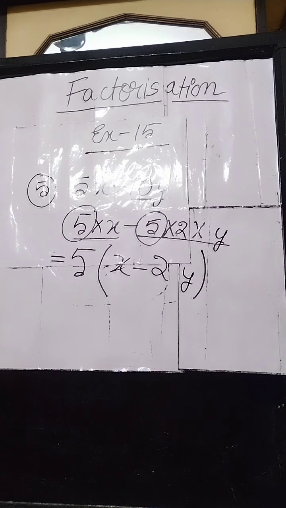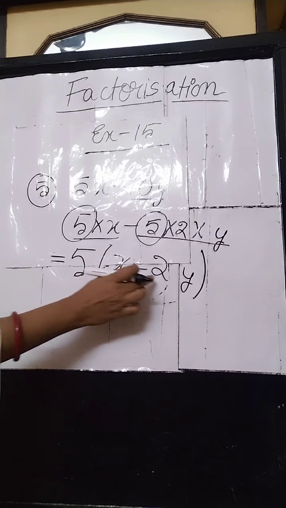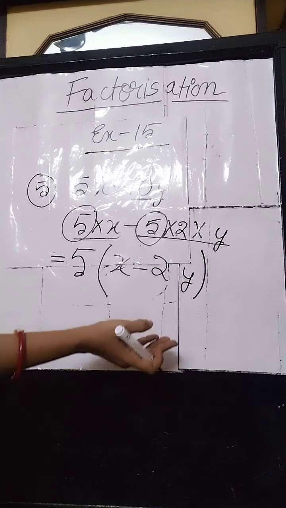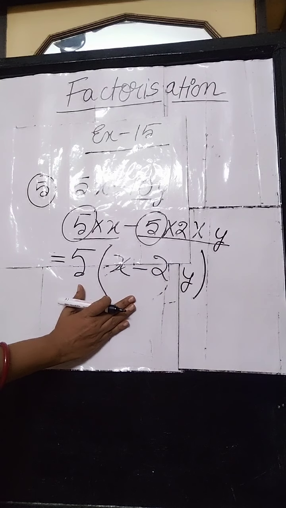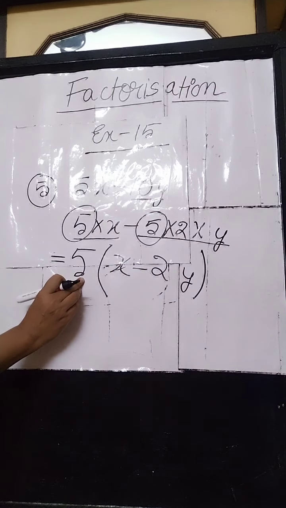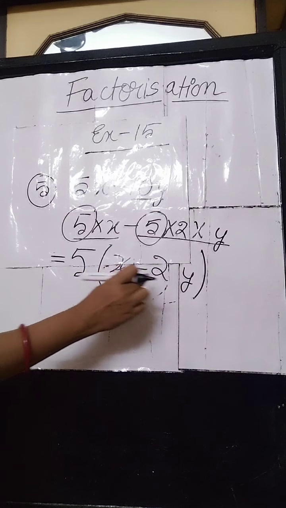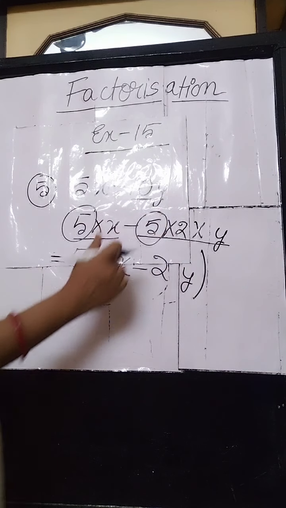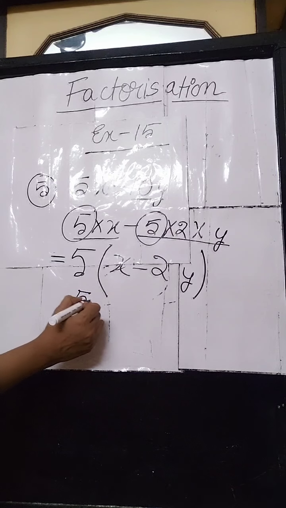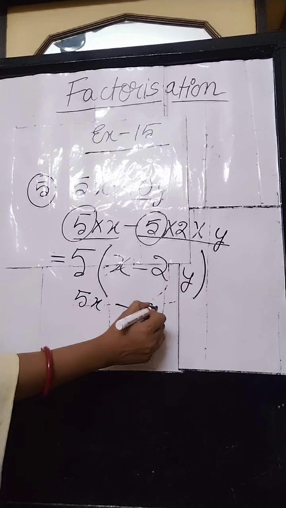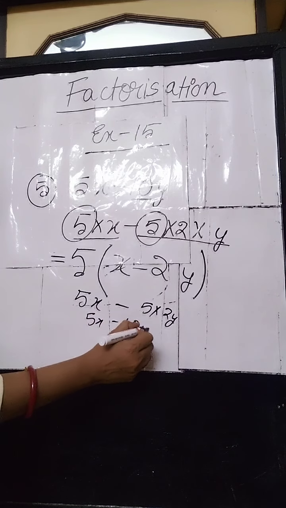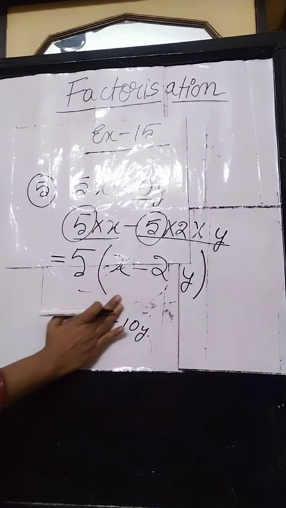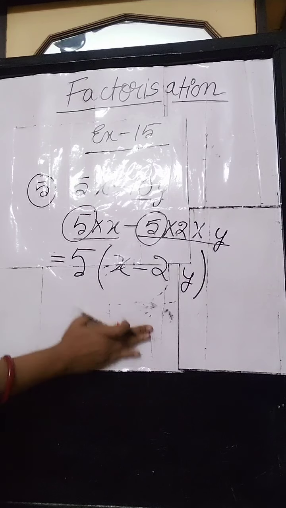So 5 outside the bracket, in bracket x minus 2y. Now if you remove the bracket, what this signifies is, 5 will get multiplied with the individual terms. You will get 5 into x and 5 into 2y. Then ultimately you are getting 5x minus 10y.